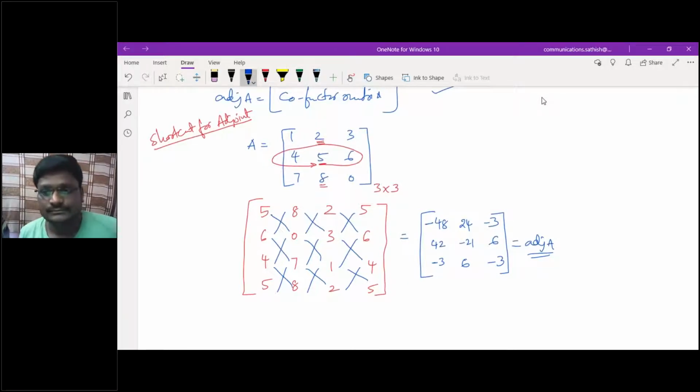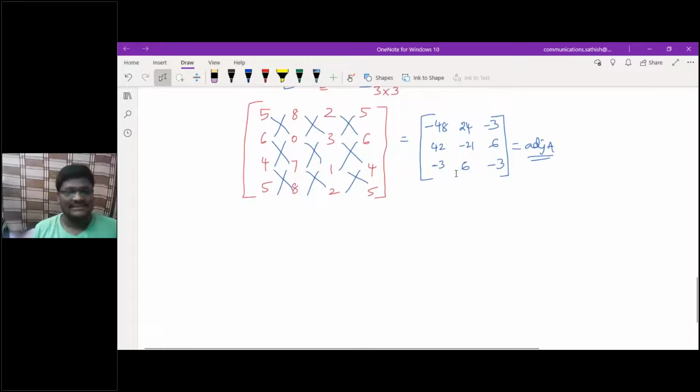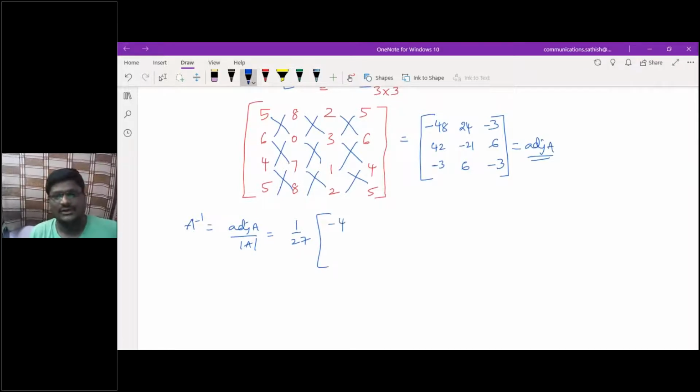Fine. So this is how you have to calculate the adjoint from the given matrix directly. Now I need to calculate the inverse for this matrix. So A inverse is equivalent to what? Adjoint of A by determinant of A. The determinant is 1 by 27, and the adjoint is this one. So minus 48, 24, minus 3, 42, minus 21, 6, minus 3, 6 and minus 3. This is the inverse of the corresponding matrix.